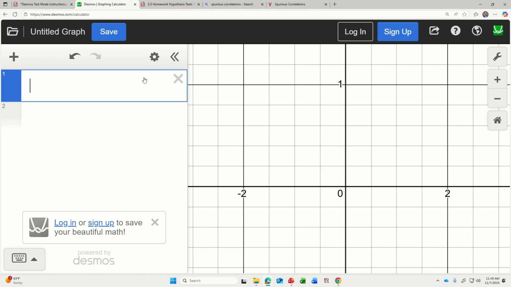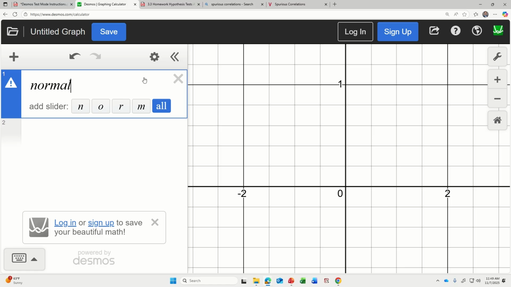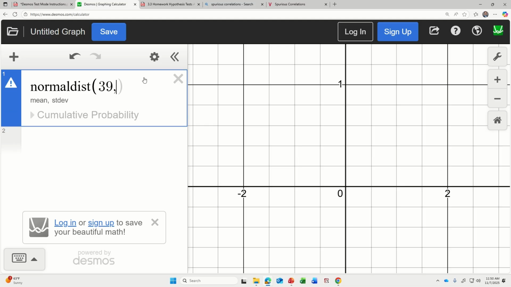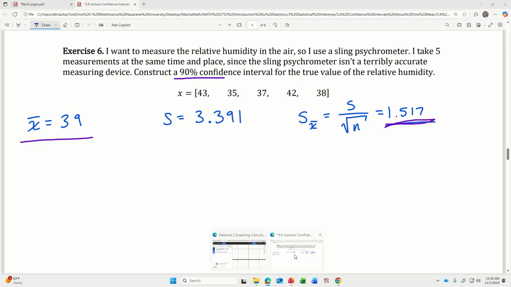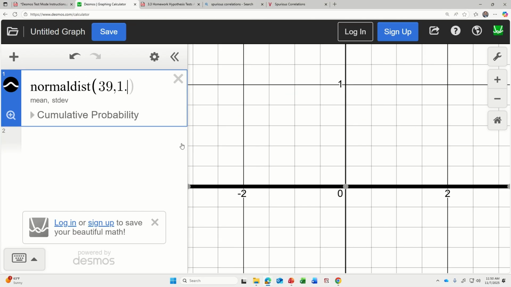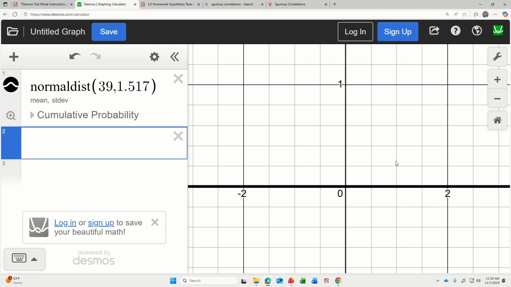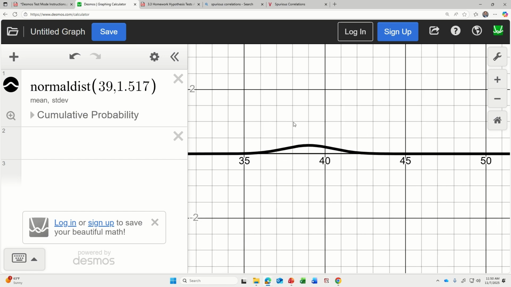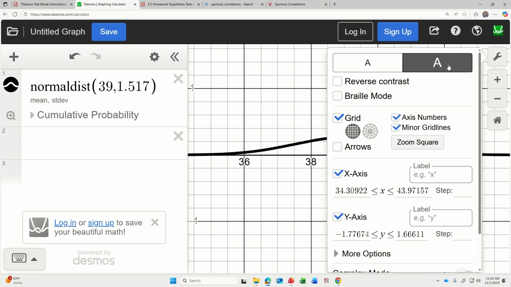And I'm going to create a normal distribution. The mean of this normal distribution is going to be 39, and the standard error was 1.517. So that's what it looks like. That's my probability distribution.